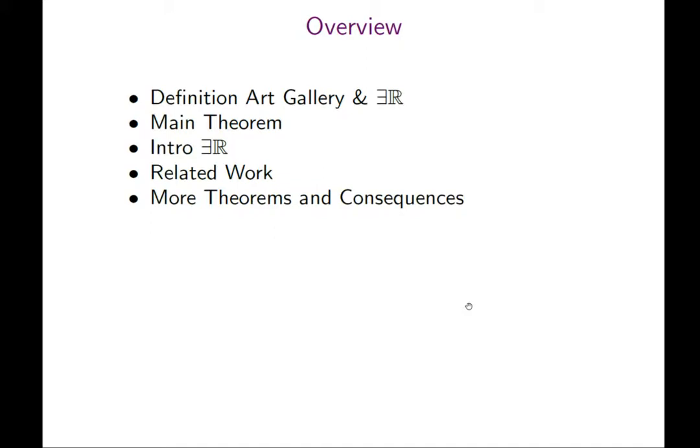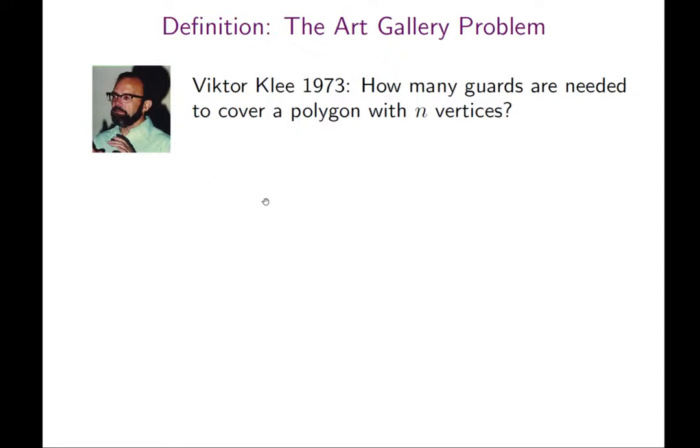So in this talk, or in this screencast, I will first define what the art gallery problem is and what existential R is. Then I will present the main theorem. I will give you a short intro into this complexity class existential R and some closely related work for the art gallery problem. Later I will give you more theorems which follow from what we did, and some further consequences. Okay, let me start with the definition of the art gallery problem.